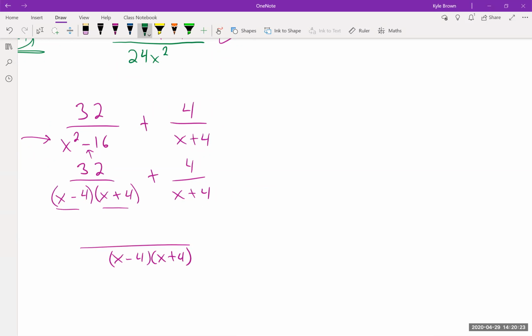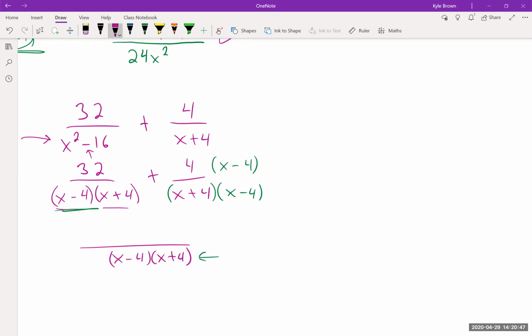So what we're going to do is multiply the bottom of this one by what it's missing. It's missing an x minus 4, so I'm going to multiply it by x minus 4, and that should be in brackets like that. And then on the top would be the same thing. It also has to be an x minus 4. All right, so now my denominator is good. I just need to write out the numerator.